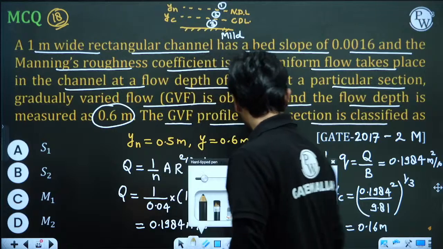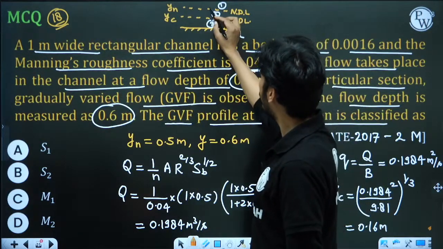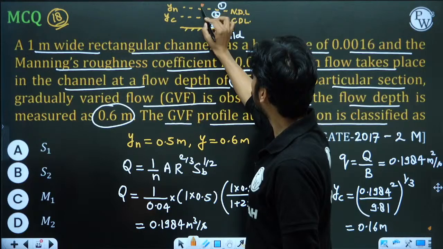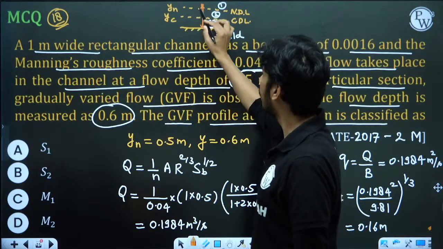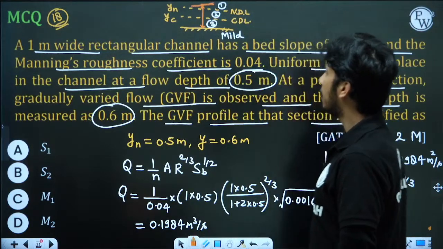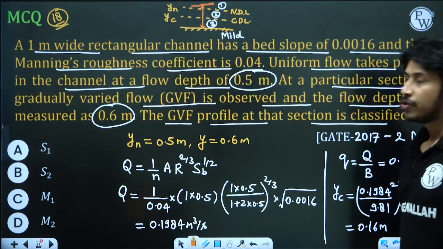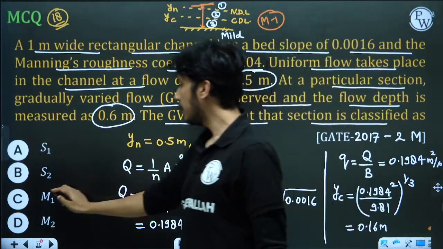Next thing, where is your YN? Your YN is 0.6, meaning it is above here, above YN. Your depth of flow is happening here. It is happening like this, because in region 1 the flow increases. So whenever it is happening here in mild slope, it will be M1 profile. So the correct answer will be C part.